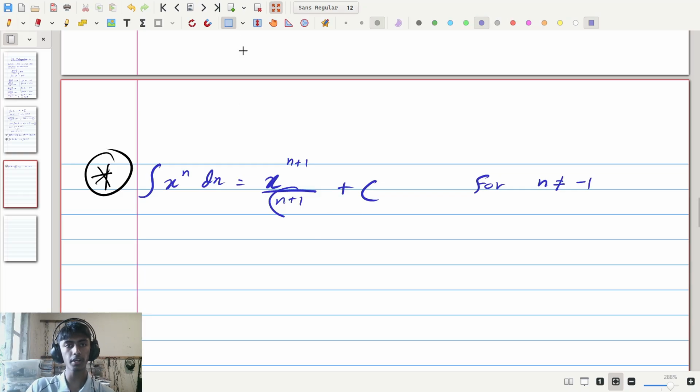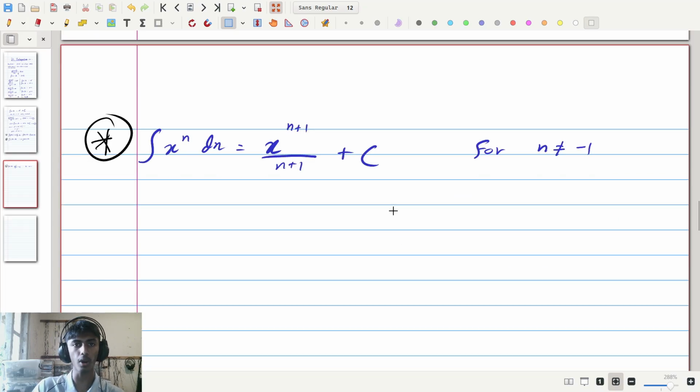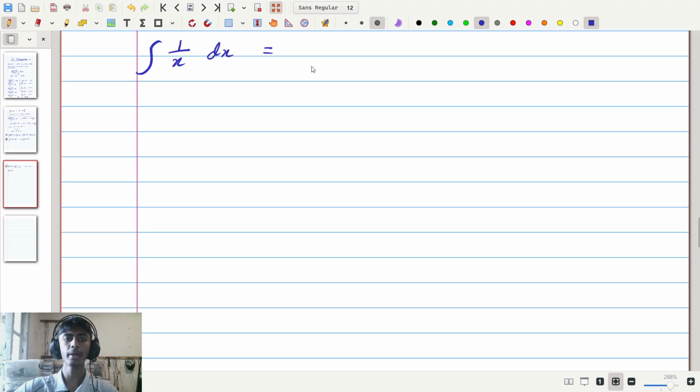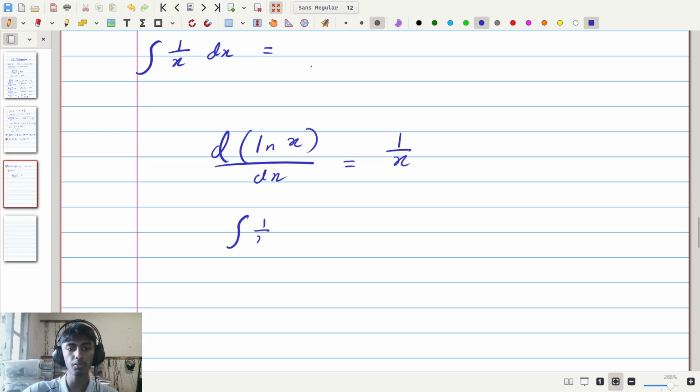So then, moving forward, let's now consider the next integral, which is actually going to be dealing with the case where n is equal to negative 1. When n is equal to negative 1, we have the integral of x to the power of negative 1, or 1 divided by x, taken with respect to x, and we want to find what this is equal to. So then, what we know in terms of derivatives is that the derivative of the natural logarithm of x taken with respect to x is equal to 1 divided by x. So therefore we would think that the integral of 1 divided by x taken with respect to x would be just the natural logarithm of x plus c.